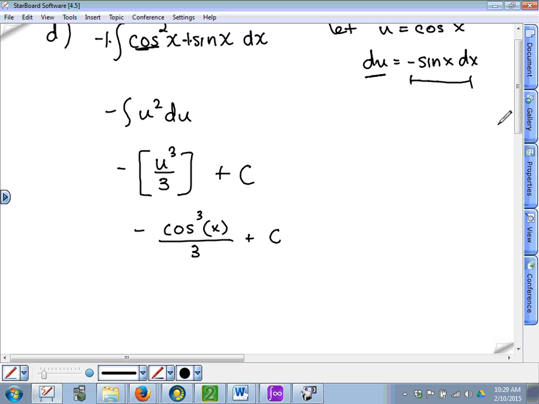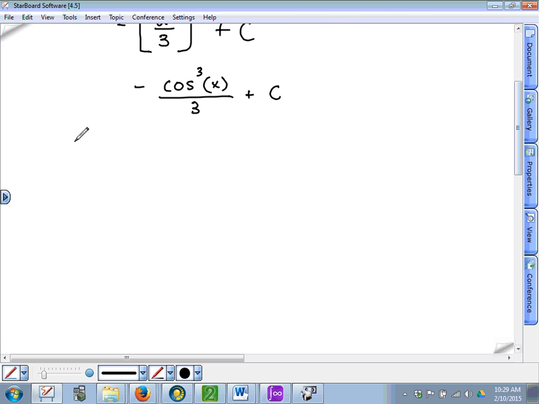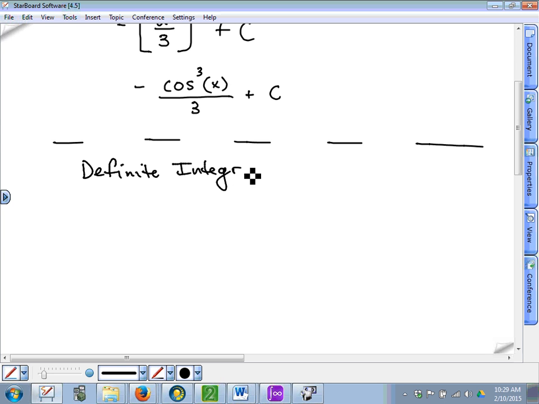For the next 10 minutes, we're going to do the exact same thing, but now we're going to have bounds of integration. So these are definite integrals. You understand the difference? Okay. There just won't be a C. So let's do some definite integrals.